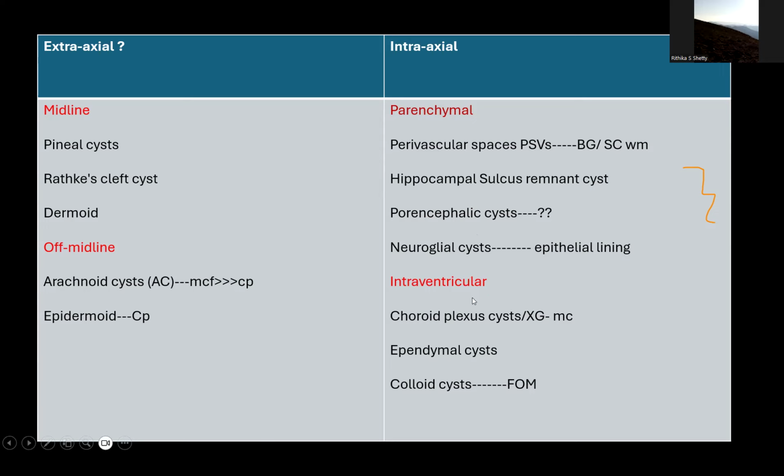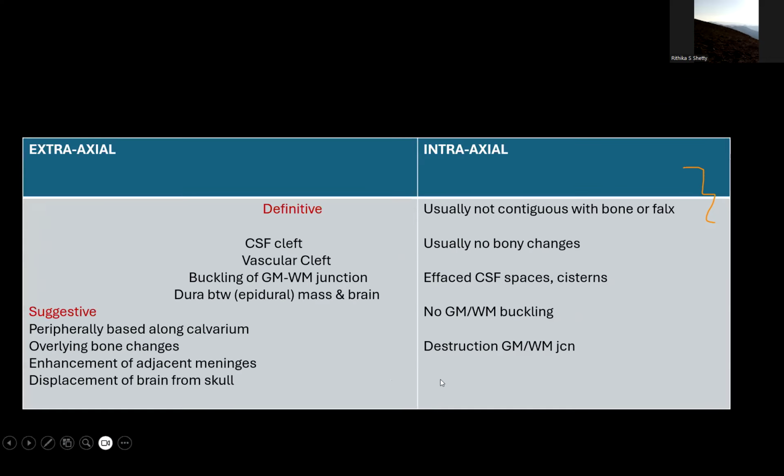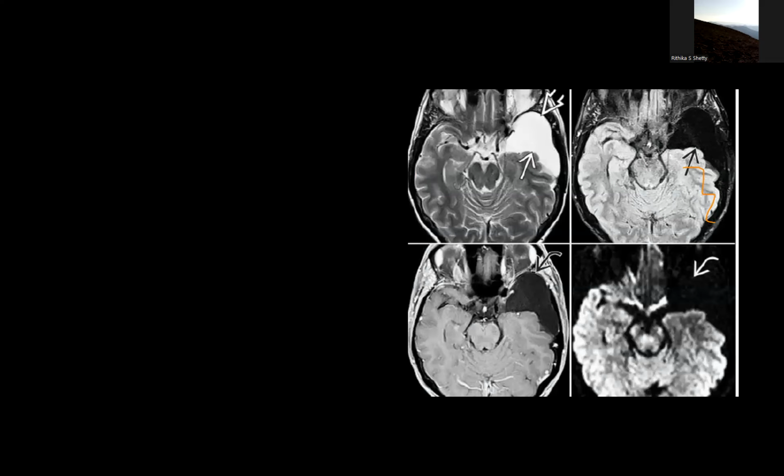Coming to intraventricular, most common is choroid plexus cyst. This we see in antenatal ultrasound also. In adults, we call it choroid plexus xanthogranuloma. Next DD is ependymal cyst, and the most important one based on location, that is foramen of Monro, we have colloid cyst. The difference between extraaxial and intraaxial, we studied in the previous class, so I'll skip that slide.